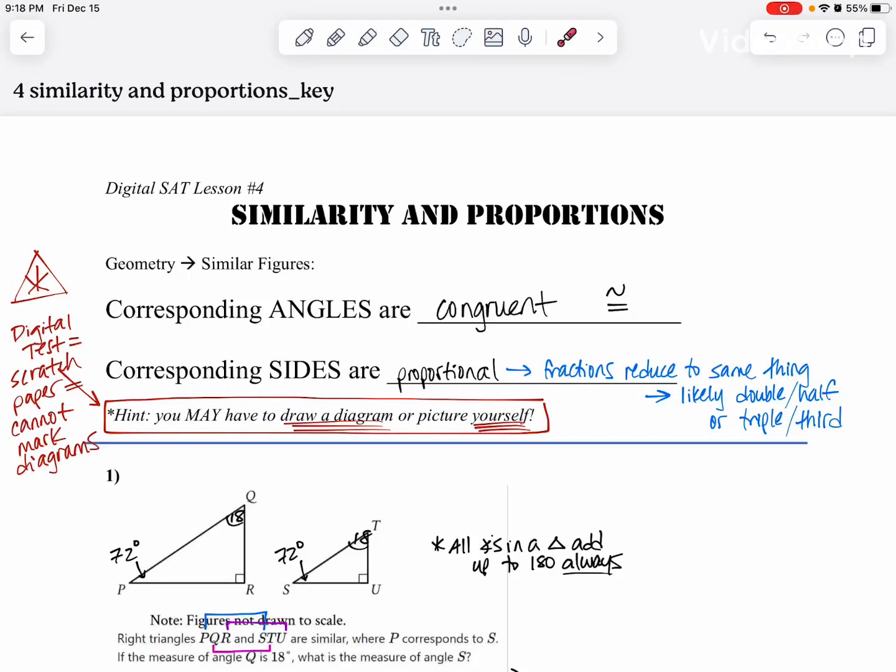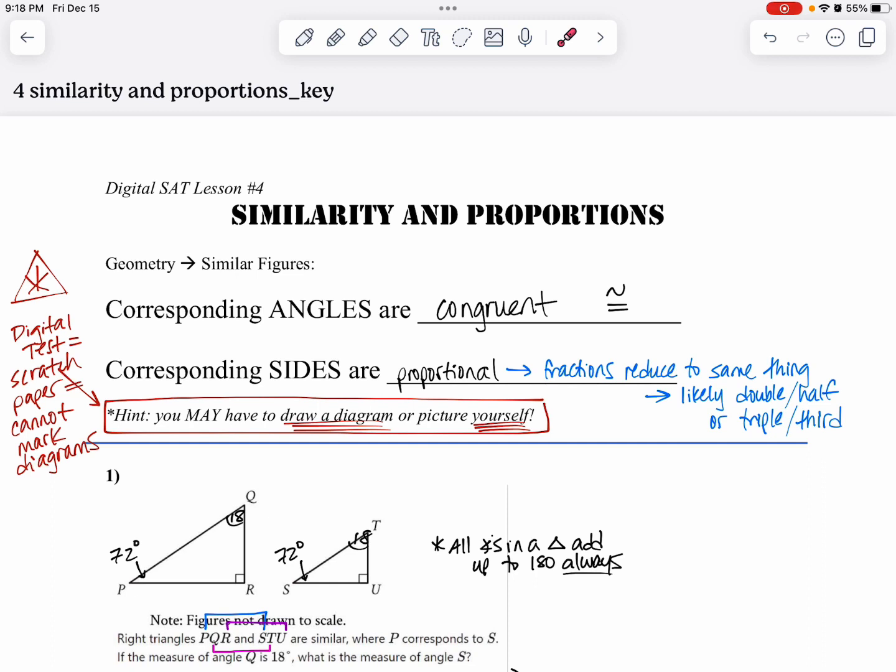All right, you guys, the moment we've all been waiting for. We are on digital SAT lesson number 4, and we are finally going to start reviewing your memories from some geometry stuff. Okay, I know geometry makes a lot of us want to roll our eyes, but there are some key components to geometry that we need to refresh your memory on.